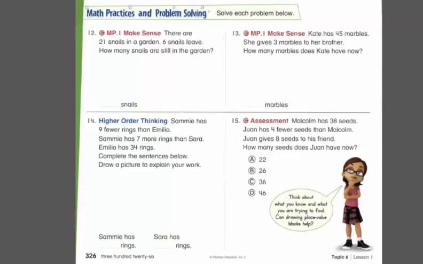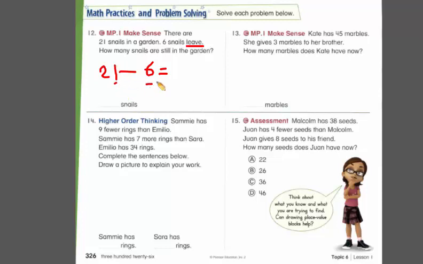Turn the page. There are 21 snails in a garden. 6 snails leave. Underline the keyword, leave. How many snails are still in the garden? When I have the words leave, they left, flew away, I lost, all of this is subtraction. So in subtraction, we'll start with the whole, 21, minus the part I know, 6 snails leave, equals. Do we need to regroup? Yes. Why? 1 is lesser than 6.